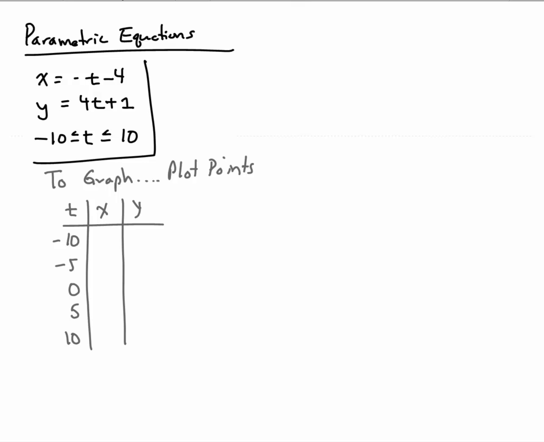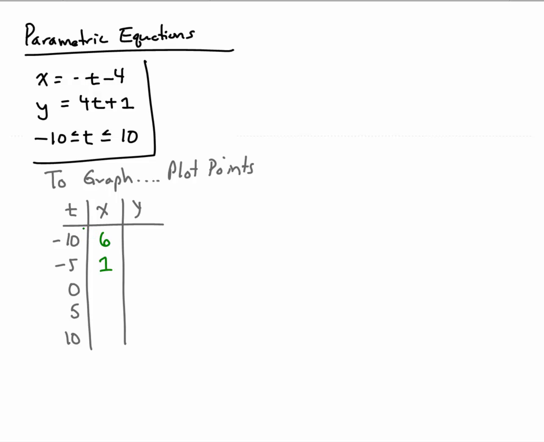So if t is negative 10, I would come up here and plug that in. Minus a negative is the same as a positive 10. 10 minus 4 would be 6. So that's where we would start. Negative 10, 6. Then I'd plug in a negative 5. Minus a negative 5 is the same as a positive 5. 5 minus 4 is 1.